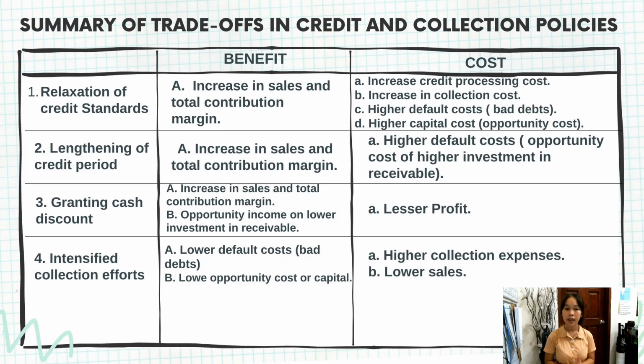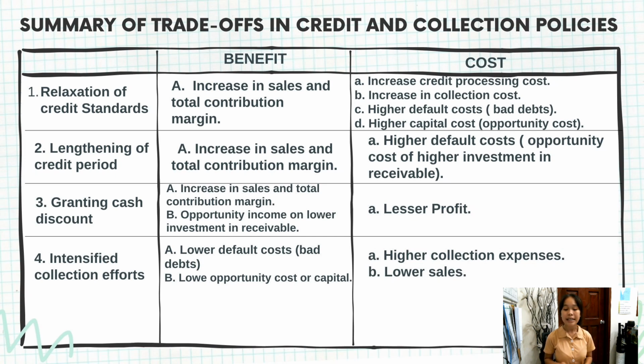And now we tackle the summary of trade-offs in credit and collection policies. Shown below is a summary of the cost-benefit relationships that will result upon application of factors affecting the credit and collection policies. So first, the trade-offs. First is relaxation of credit standards. The benefit is an increase in sales and total contribution margin, and the cost is an increase in credit processing costs, an increase in collection costs, higher default costs or bad debts, and lastly, higher capital cost or opportunity cost.